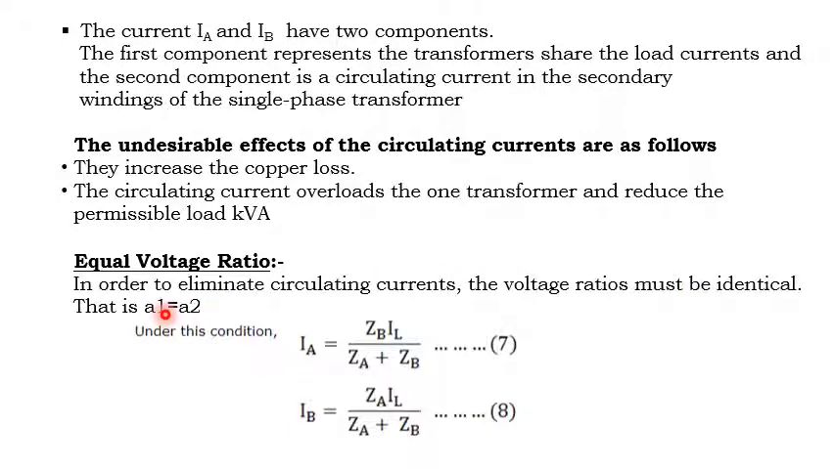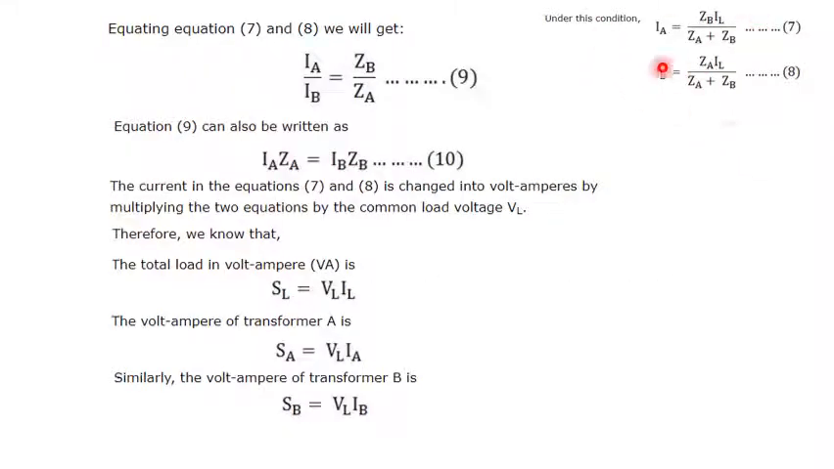What is the voltage ratio here? A1 is the voltage ratio of transformer A, and A2 is the voltage ratio of transformer B. These should be equal. If these two are equal, then under this condition the currents IA and IB are written as IA is equal to ZB IL divided by ZA plus ZB. Similarly, IB is equal to ZA IL divided by ZA plus ZB. Call these equation number 7 and equation number 8.